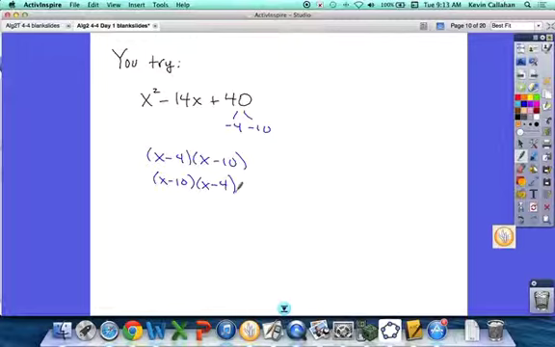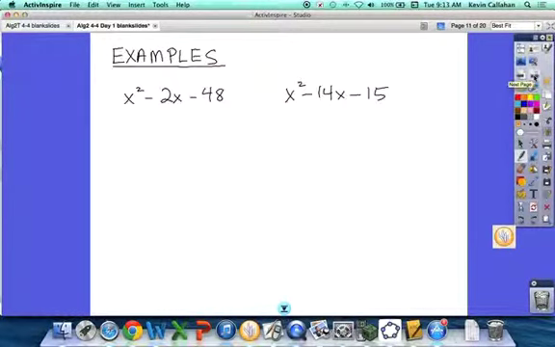Okay, now we move on to the next possibility, which is that the last number is negative. What does that tell you about the two numbers, that when you multiply them, you get a negative? One has to be positive, one has to be negative. But if you add them up and get a negative, which is bigger, the negative or the positive? If the result is negative, then the bigger one is negative.